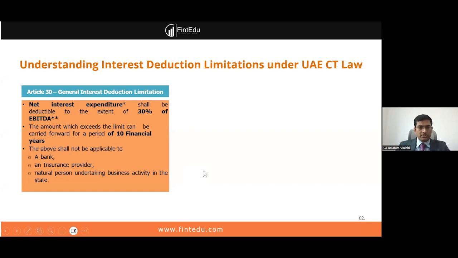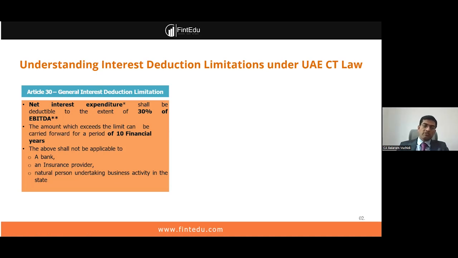If you have interest which is exceeding this 30% of EBITDA, when I say interest here, it is net interest. What do you mean by net interest? Interest income minus interest expenditure gives you net interest expenditure. So that net interest expenditure, if it is within 30% of EBITDA, it is fine. The whole amount can be shown as expenditure for corporate tax purposes. If it is more than 30% of EBITDA, the excess amount cannot be claimed as interest in this year.